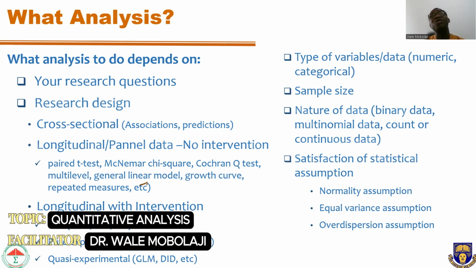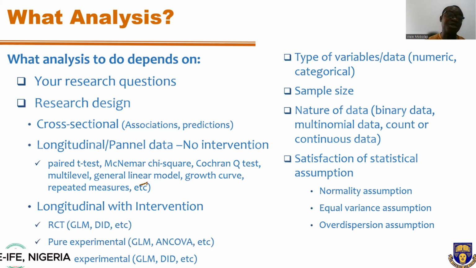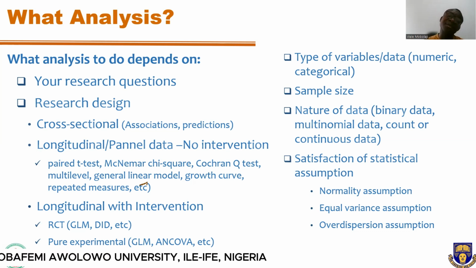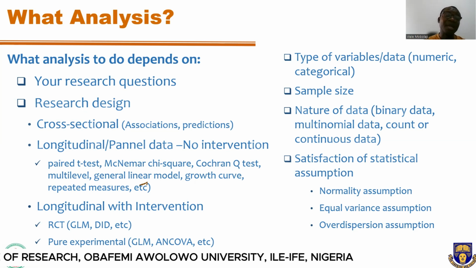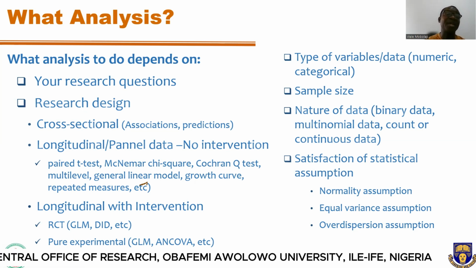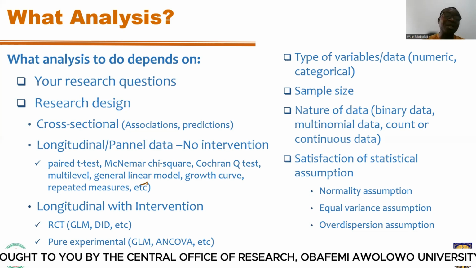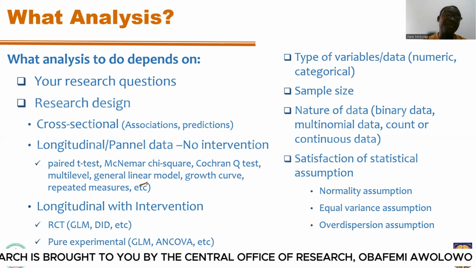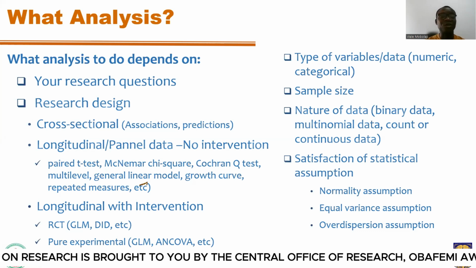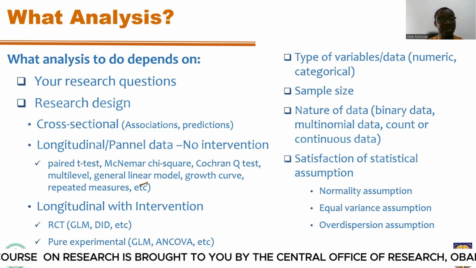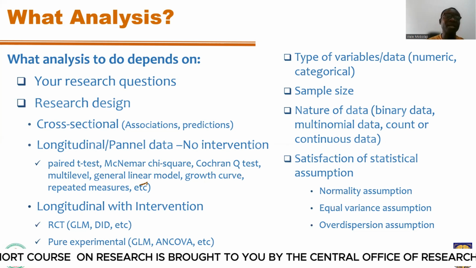If your research question is to know the difference between a particular variable and another, or to examine association, or you want to know how a variable influences another, then the kind of statistical techniques or analysis you are going to do is different from someone who wants to know the impact of a particular intervention on the study sample. They are two different kinds of analysis. So your research question is number one that you need to consider.